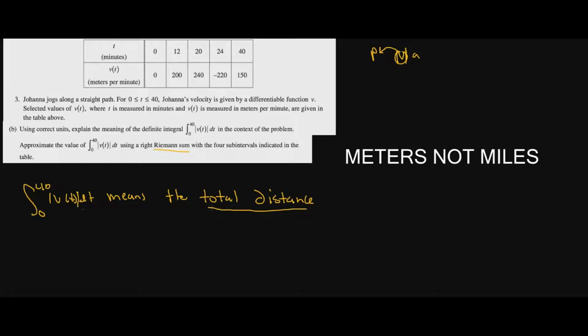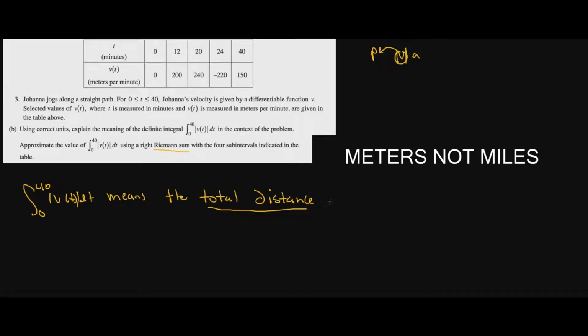So we're getting the distance, right? The distance Johanna traveled. Now, because of the absolute values, all of these are going to be positive. So what is that telling us? Well, it's going to tell us the total distance Johanna jogged along the straight path. So that's what the absolute values are telling us. And again, the antiderivative of velocity is position, in this case our distance. So let's say this means the total distance, that takes care of the absolute values.